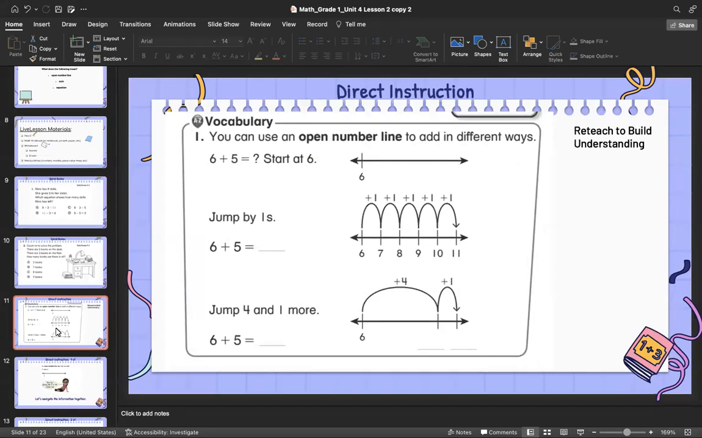Here's a direct instruction in that. So an open number line, again, looks a little different. So you have it starts with 6, and then you have to make the other lines going along. So again, it's that hippity hopping along. You can do it differently.